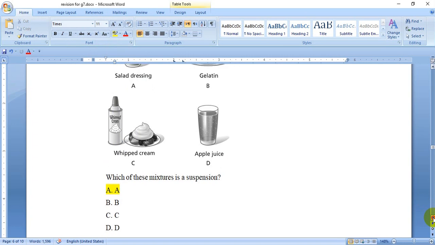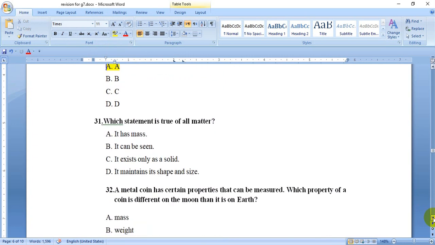Question 31. Which statement is true of all matter? All matter has mass. It can be seen. It exists only as a solid. It maintains its shape and size. As we know from before, matter is anything that has mass and takes up space or volume. So we're going to choose letter A.